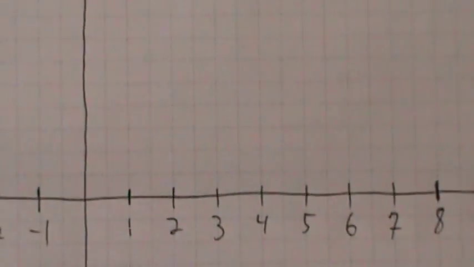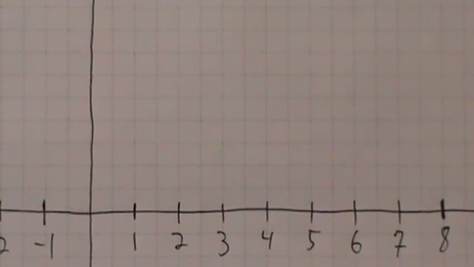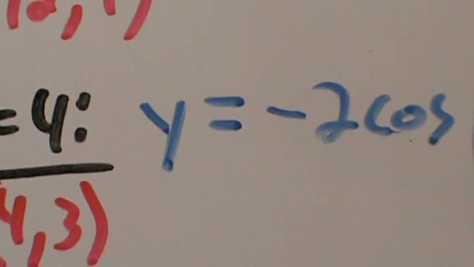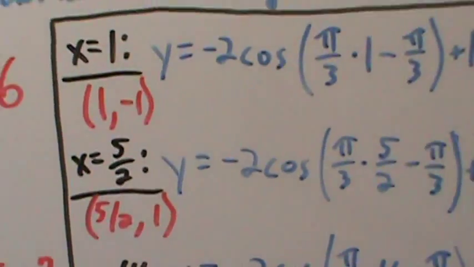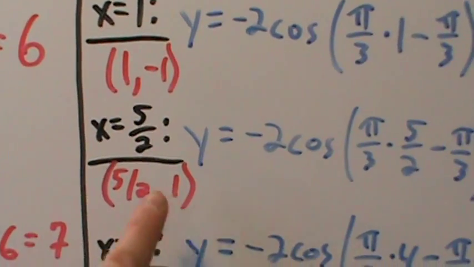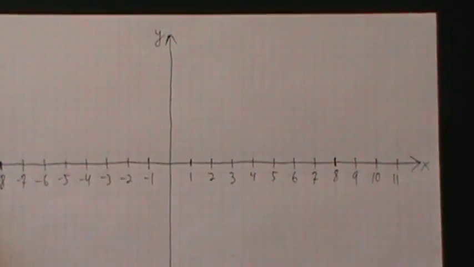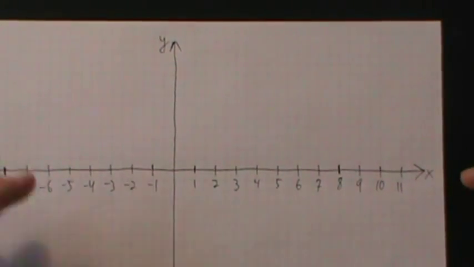Now for the y-axis, if we can give it the same scale, that would be good. Let's see if we can. Let me zoom out a little bit. What kind of y-coordinates do we have? -1, +1, +3, +1, and -1. Okay, so those aren't really too bad. They're not too big, not too small, anything like that. So let's go ahead and give the y-axis the same scale.